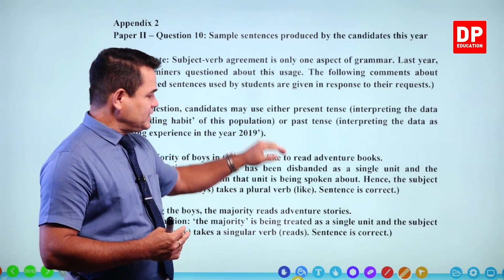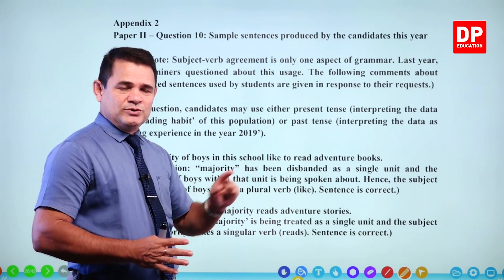So these sentences also will help you to do that question.